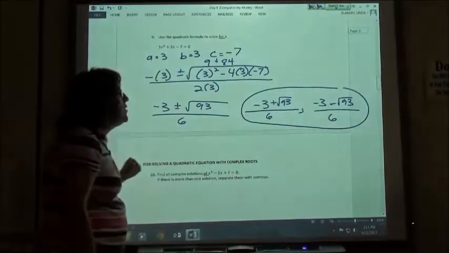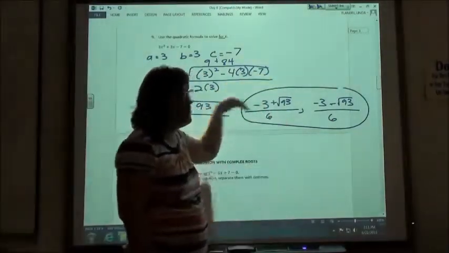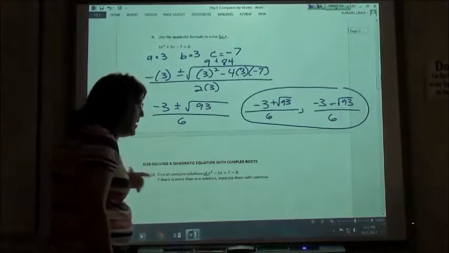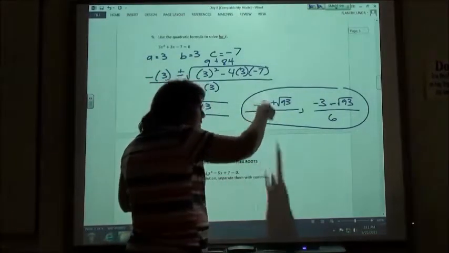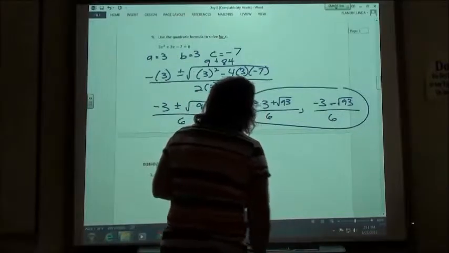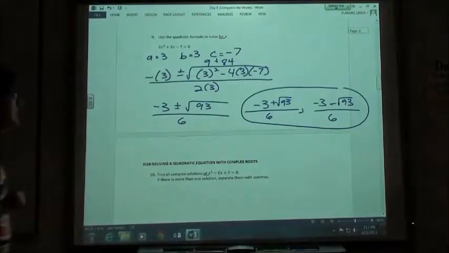The only way you can reduce it down is if all 3 terms are divisible by the same thing. And so if I would have been able to factor out a 6 or a 3 there, I could have reduced, but since I can't factor it out any farther, that's just going to be my answer.